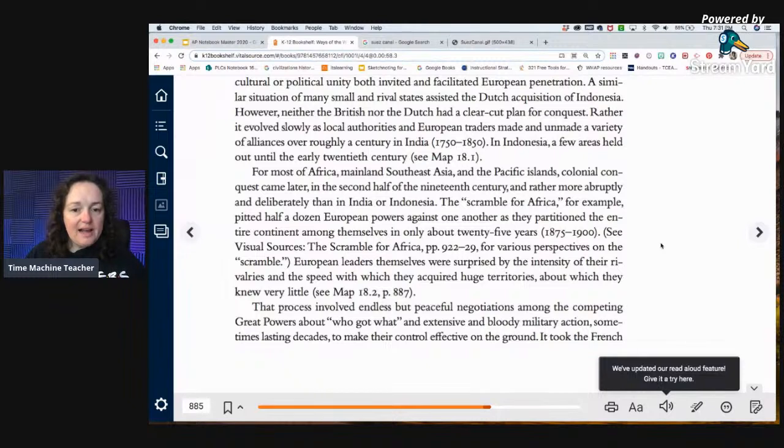Then it says the scramble for Africa, for example, pitted half a dozen European powers against one another as they partitioned the entire continent among themselves in only about 25 years. European leaders themselves were surprised by the intensity of their rivalries and the speed with which they acquired huge territories about which they knew very little. The process involved endless but peaceful negotiation among the competing great powers about who would get what, and extensive and bloody military action, sometimes lasting decades, to make their control effective on the ground.